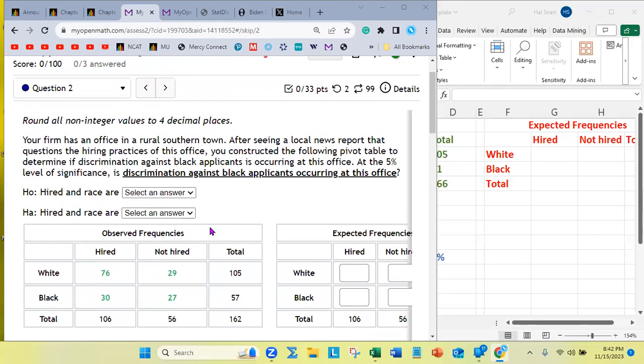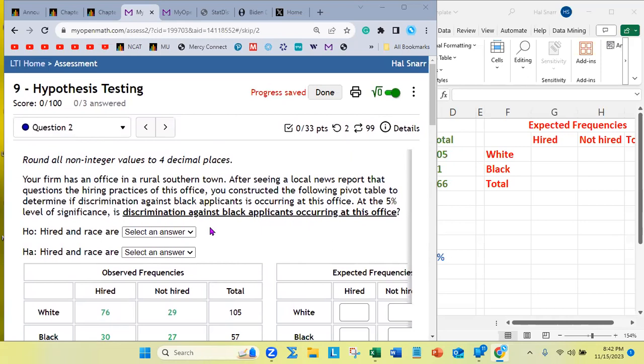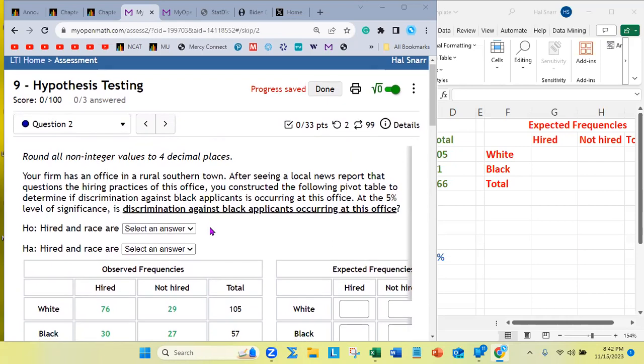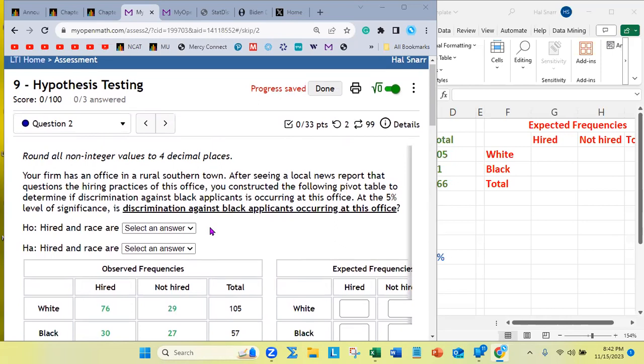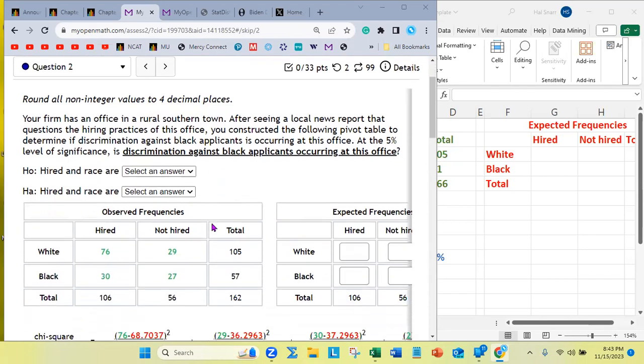Okay, in question 2 of Excel Lab 9, we're going to look at a chi-square test, where we want to determine if two things are dependent or independent, right? In this example, you see a local news report that questions the hiring practice of an office in a rural southern town. So you construct this pivot table down below right here.